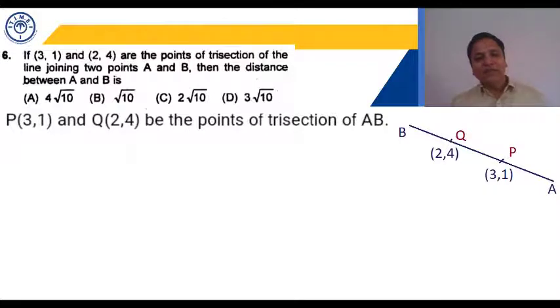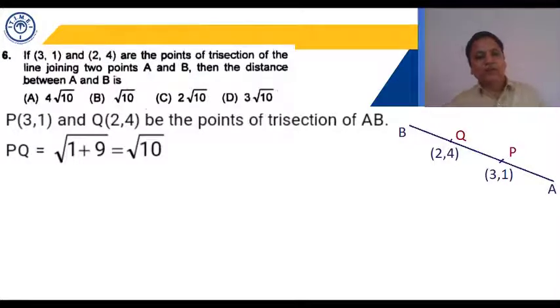It says, let P (3, 1) and Q (2, 4) be the points of trisection. Trisection, as explained, divides the line into 3 equal parts. Lengths are equal of AB. And we have to find the distance between A and B, the length of AB. So somehow we will find the length of PQ, and then thrice of this will be the length of AB.